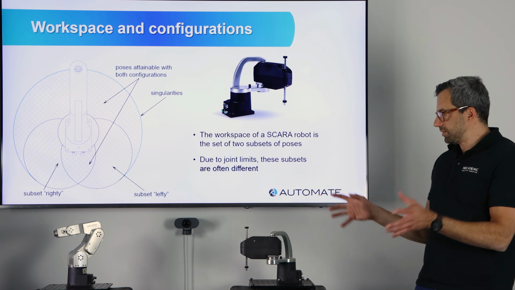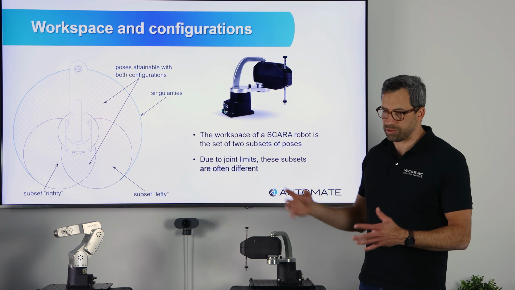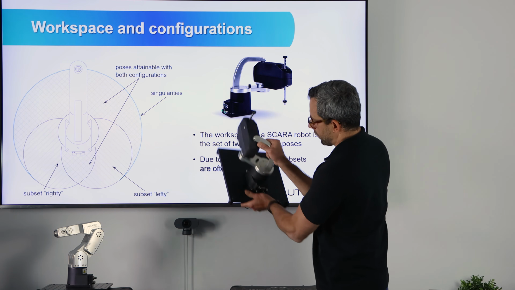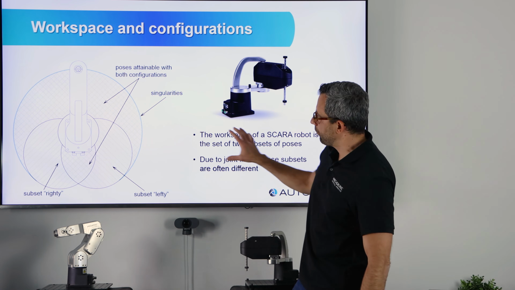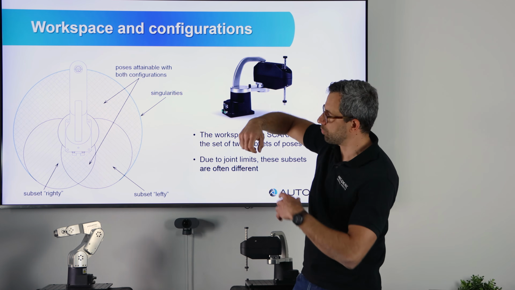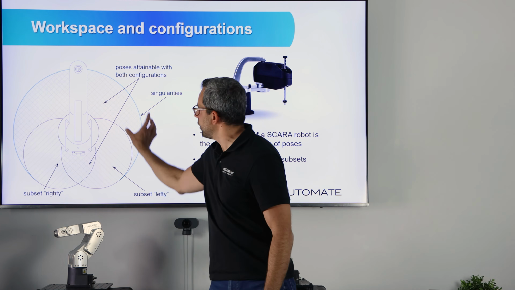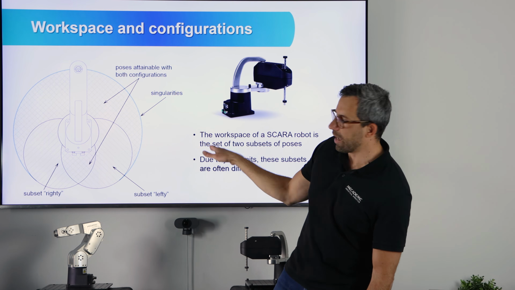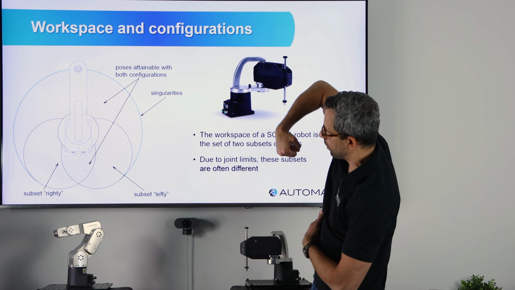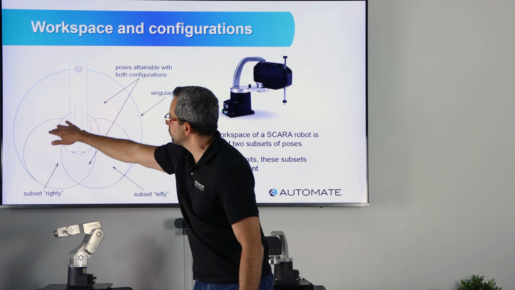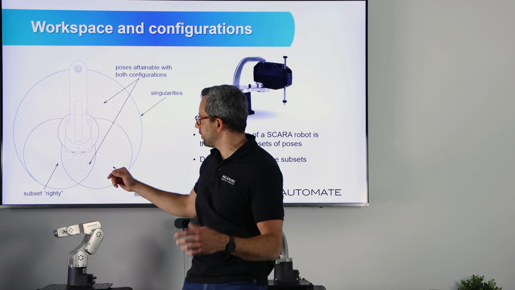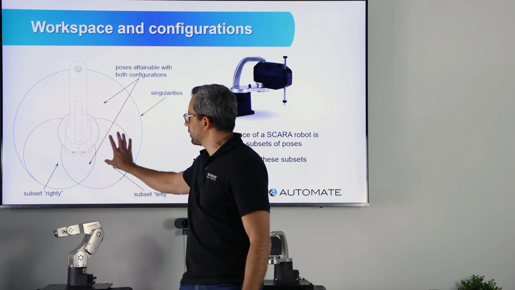So let's see the same thing in the case of a SCARA robot, because it's much simpler to see. This is the workspace of a SCARA robot. And if you decide to use it only in righty mode, for whatever reason, you can go only in the part that is hatched like this. In the righty mode, you can go to this part, but you cannot come here. You can come here, which is useless, but you cannot come here.